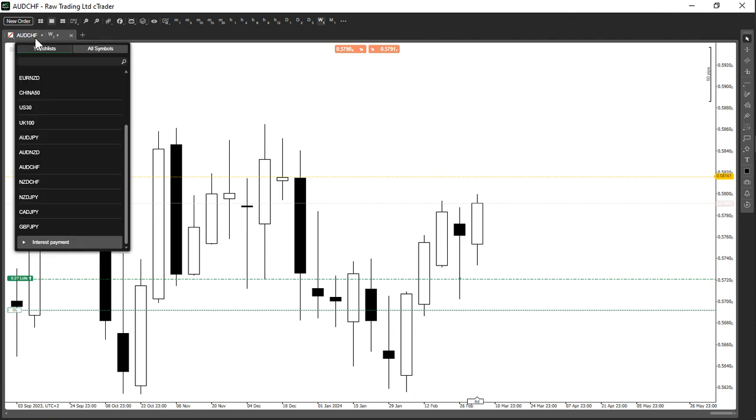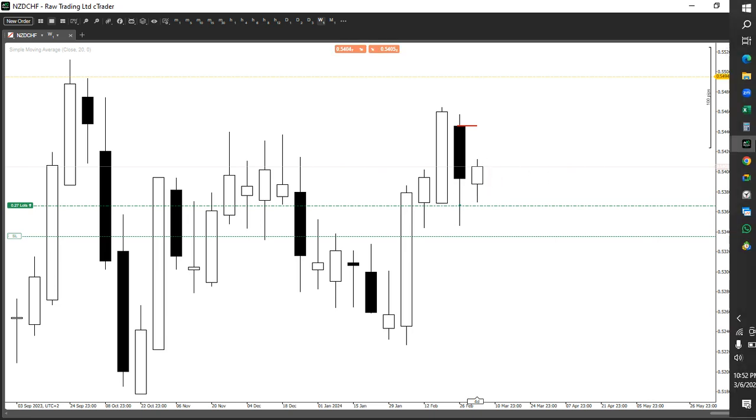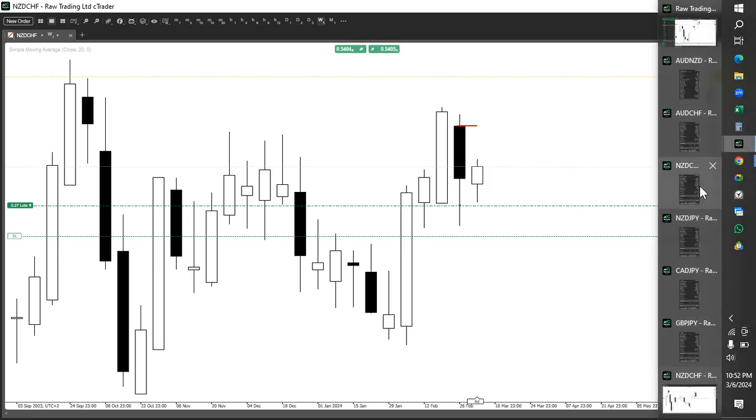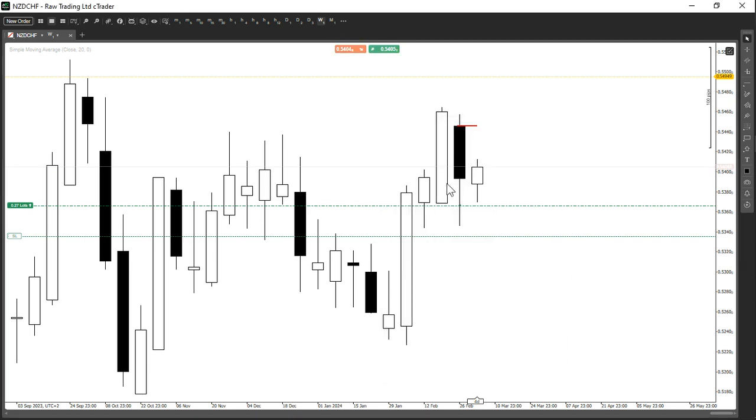So we have AUD CHF, and then the next trade is NZD CHF, which is also slightly pushing in our direction. Let us see if we are getting a positive carry trade for NZD CHF. As you can see, swap long 0.398 pips, swap short negative. So if you are buying, you are getting paid, and I've been holding this trade since last week, so I am getting paid as much as it's moving in my direction, which means that I'm earning pips the more it moves in my direction. And then of course I'm definitely getting that interest payment every single night from the broker, right?